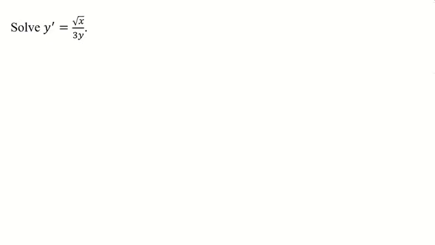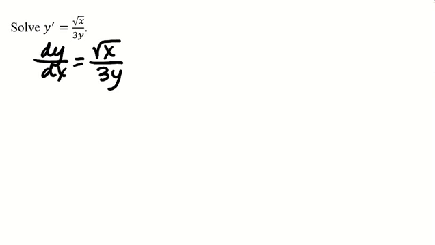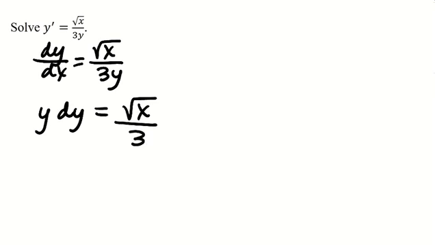Okay, here we got another one. And this is one that you could kind of attack more than one way. I mean, you've got to separate variables. That's not optional. We're definitely going to want to rewrite this as dy/dx equals square root of x divided by 3y. But you have the option of calling this y dy equals square root of x divided by 3, or you could clear out the 3 as well.